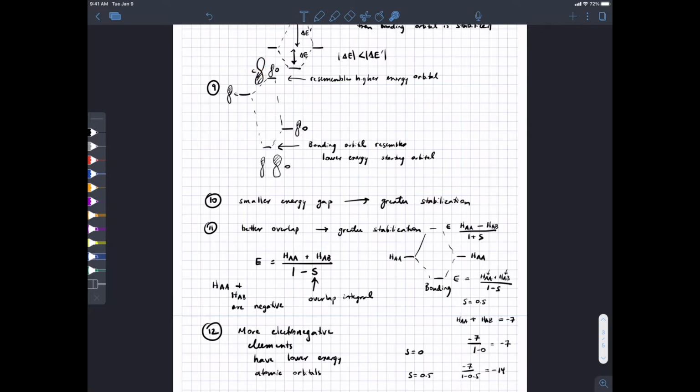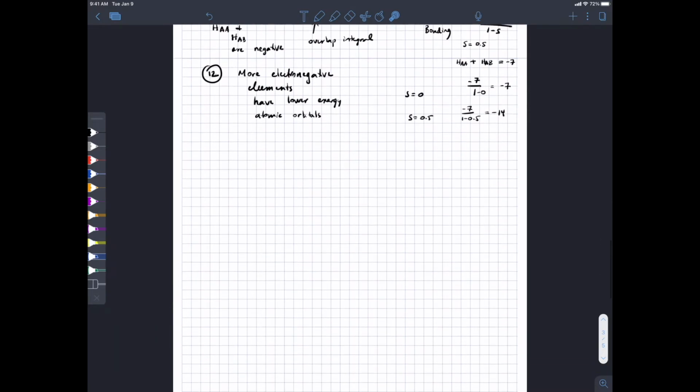So electronegativity is a really useful principle. And then I think I'm going to skip 13 and 14. 13 is that geometry changes that result in large changes in overlap will also result in large energy changes. We'll apply that later. And 14, I don't think, is that particularly useful to us.